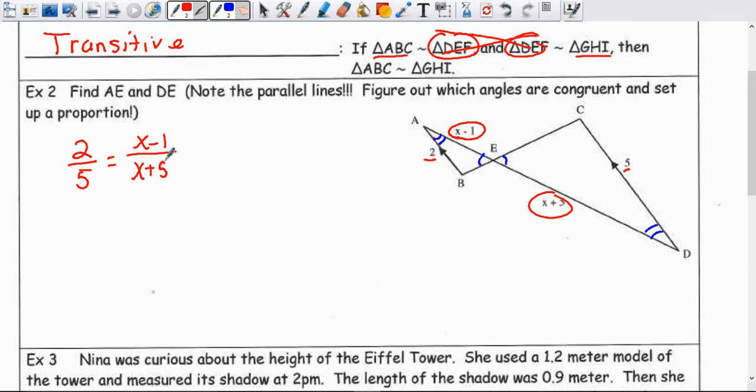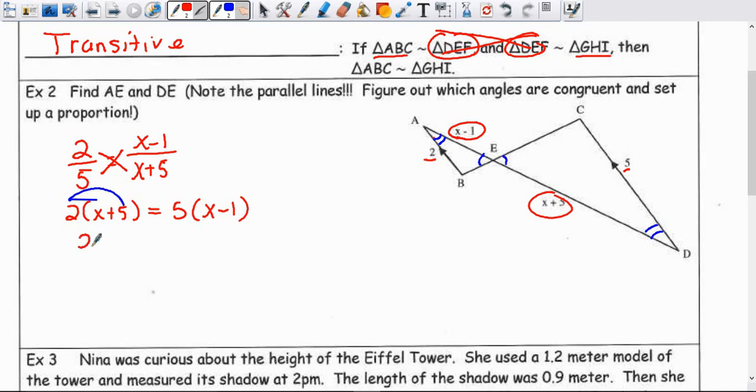At this point, now to solve a proportion, we use our cross multiplication. So we're going to cross multiply and we get 2 times x plus 5. And it's best if you write it out this way because then you remember that you have to use the distributive property. And then on the other side of the equal sign, we get 5 times x minus 1. So let's go ahead and distribute that 2 in.